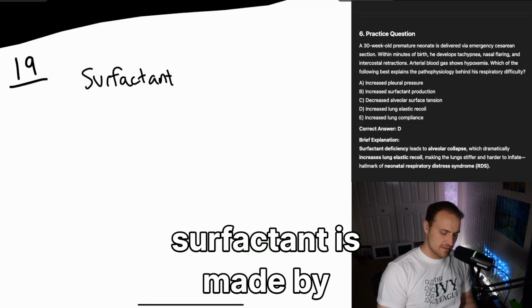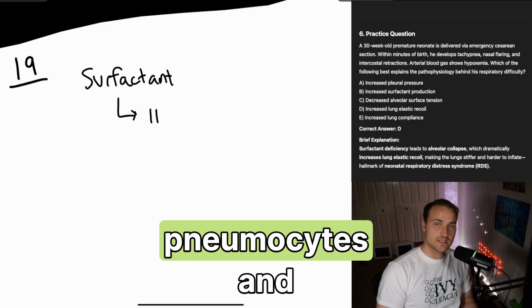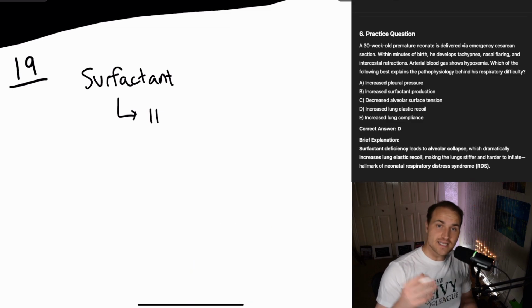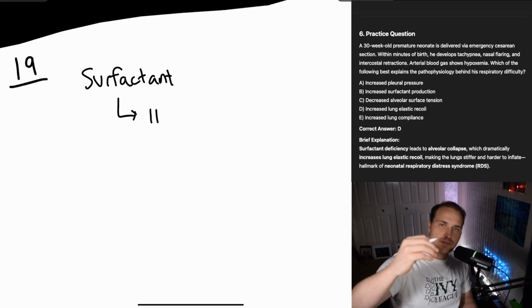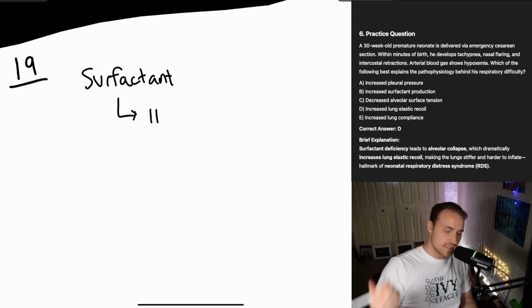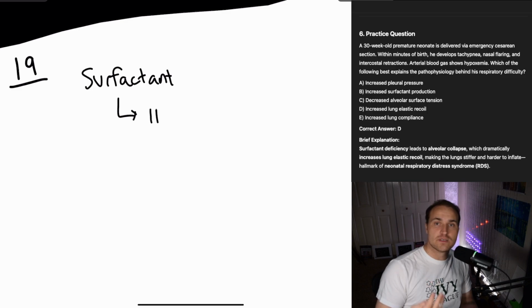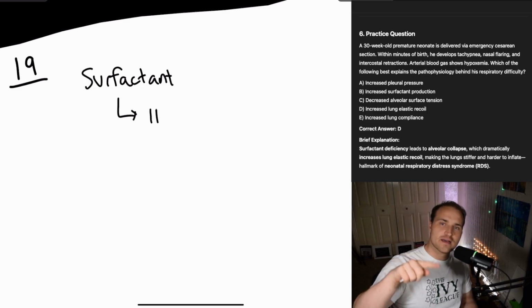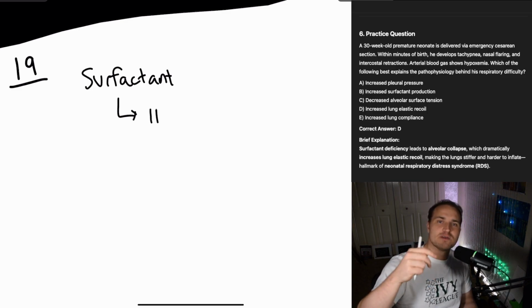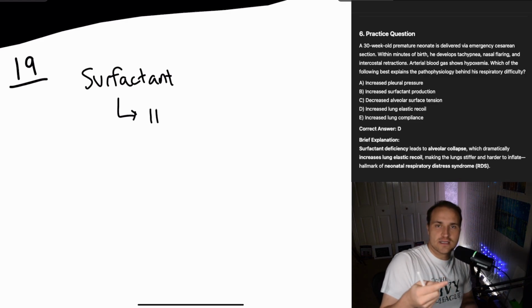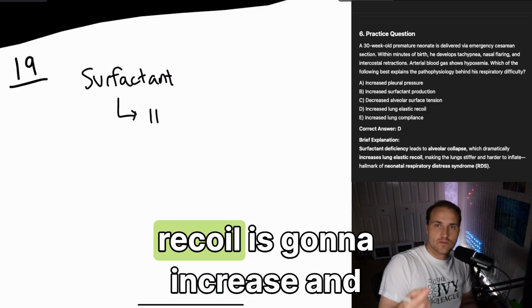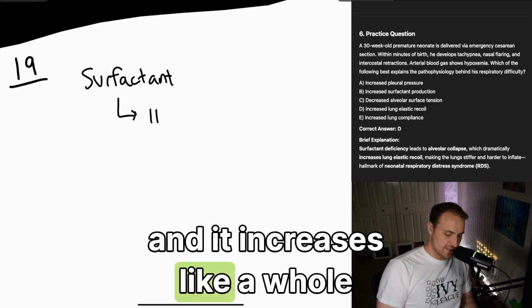Now, surfactant is made by your type 2 pneumocytes, and it lowers your surface tension inside of the alveoli and it keeps them open. And without it, those tiny air sacs just collapse like popped balloons, and it makes it just impossible for a baby to be able to breathe, to oxygenate. And when the alveoli collapse, the lungs become super stiff and resistant to inflation. They just collapse, right? The lungs' elastic recoil is going to increase, and it increases a whole bunch.